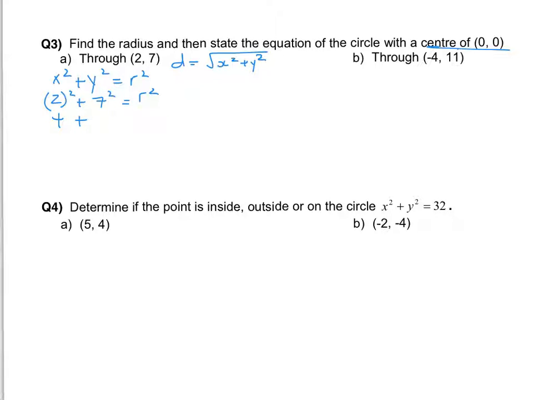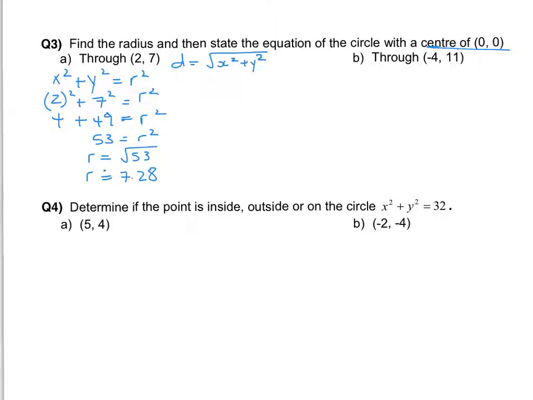2 squared is 4 and 7 squared is 49. So my radius squared is equal to the sum of 4 and 49, which is 53. So that's what the radius squared is. The radius would be equal to the square root of 53. So it's probably 7 point something, 7.1, 7.2, something like that. I'll just double check on that. 53, hit my square root button, 7.28, so I was pretty close. So approximately equal to 7.28.